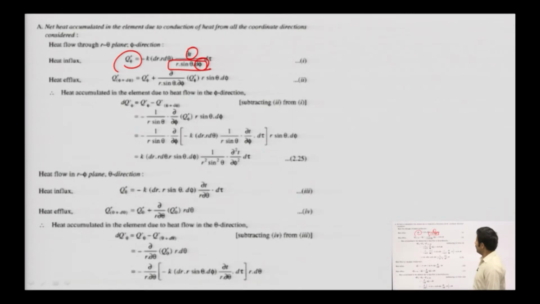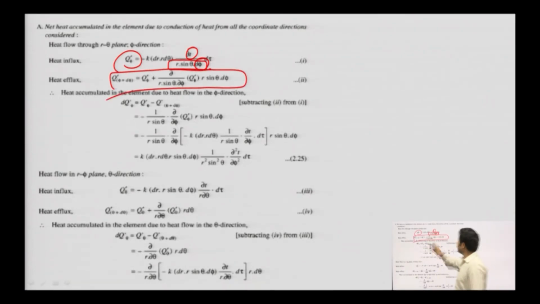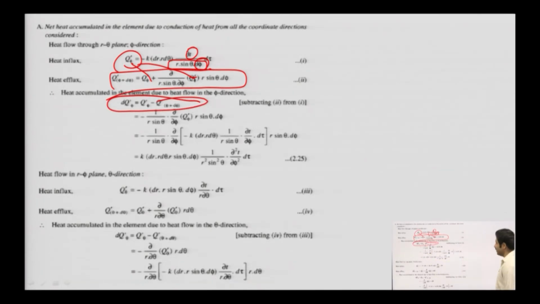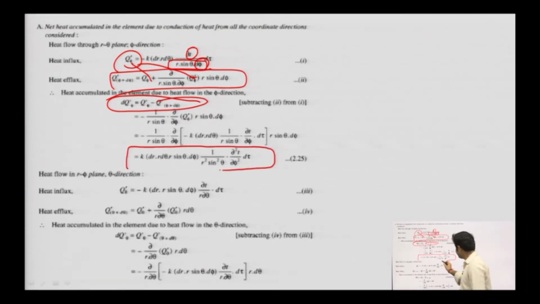Again, you know what to do. That is q phi plus d phi. Just apply Fourier's law here, and then you need to take out the net heat accumulated. The net heat accumulated, as always, will be the subtraction of the entering and exiting heat. This is what you will get after taking the net heat accumulated.